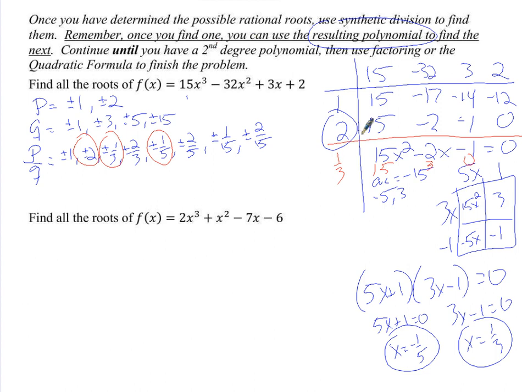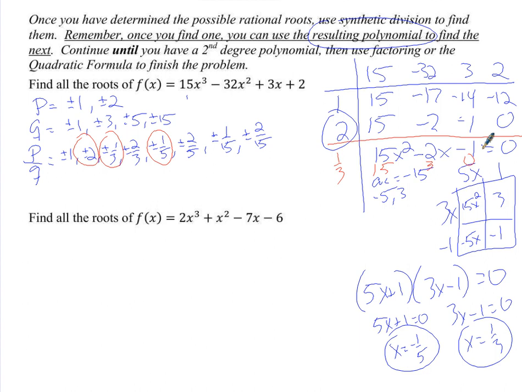So once we found 2 on this one, the resulting polynomial is sitting right here, 15x squared minus 2x minus 1. You can continue using the resulting polynomial to find more roots. You don't have to go all the way back up here. Once you get it down to a second degree polynomial, so here we are, use factoring or use the quadratic formula to find your 2 remaining roots.